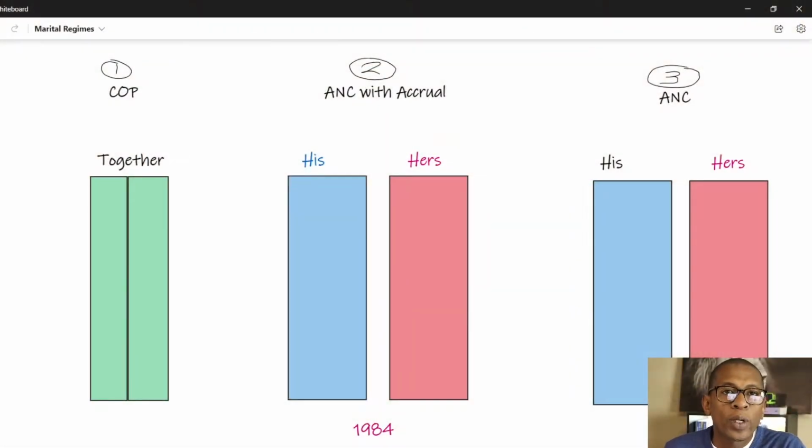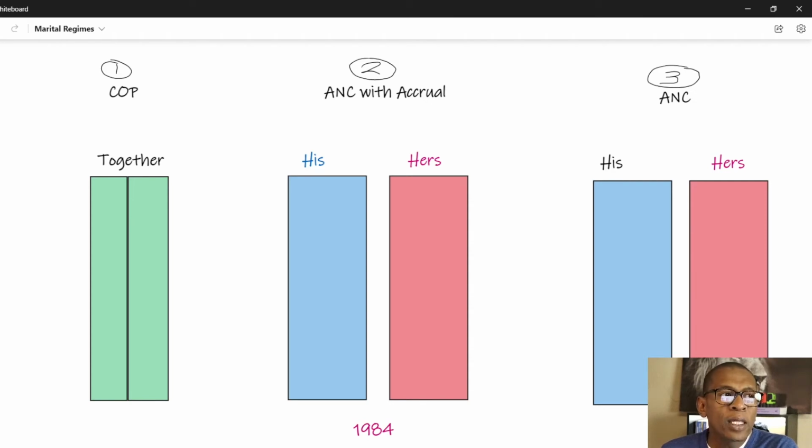So in South Africa, we basically have three marital regimes. The first one being the community of property. Basically, it means whatever he brings into the marriage and whatever she brings into the marriage, they share 50-50, including liabilities. So assets and liabilities are shared equally, 50-50.